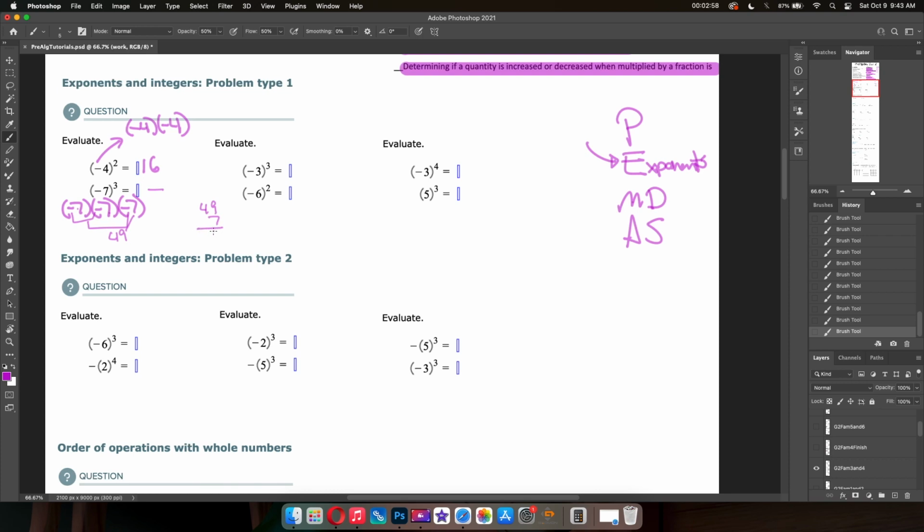7 times 9 is 63. 7 times 4 is 28. 28 plus 6 is 34. Oh, 343. I should have known that. Silly Ms. Dubois. I'm mad at myself. But that's how you're going to be going through and doing your multiplication.